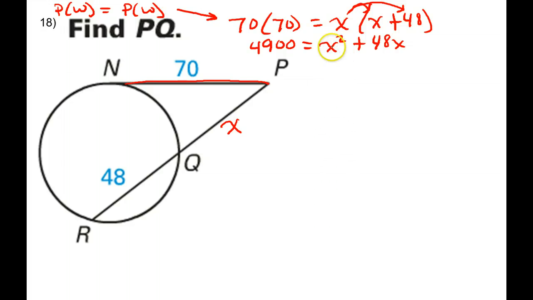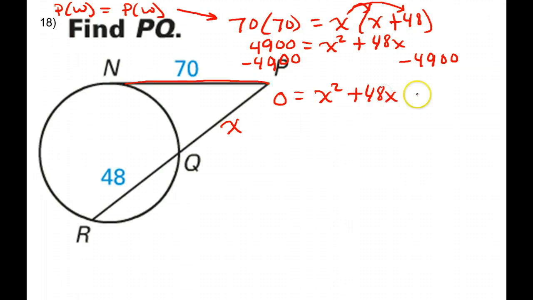As soon as I see this x squared and this x in one problem, I'm thinking quadratic formula. So I'm going to need to get 0 on one side by subtracting 4,900 from both sides. So that's going to give me 0 is equal to x squared plus 48x minus 4,900.